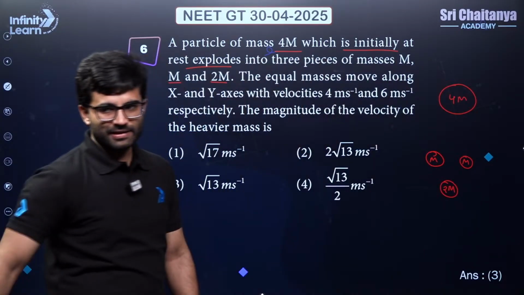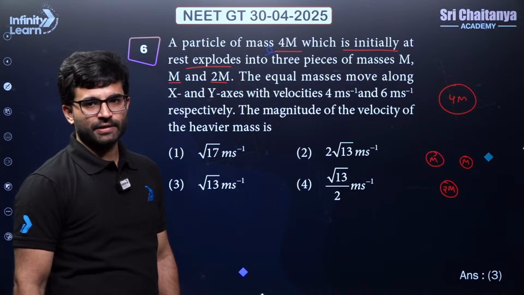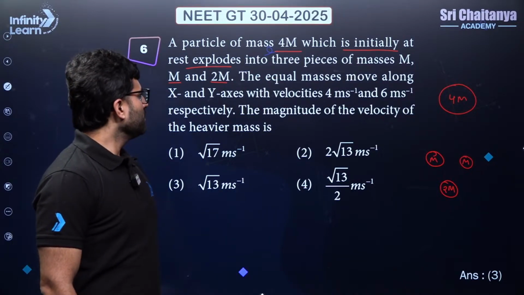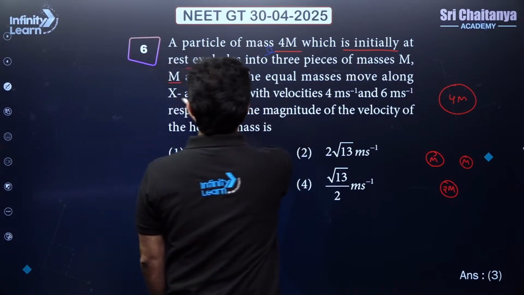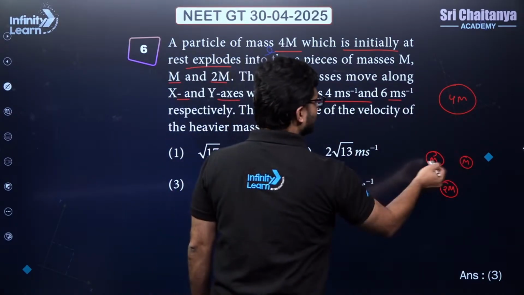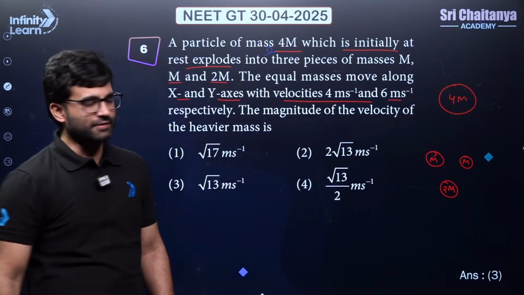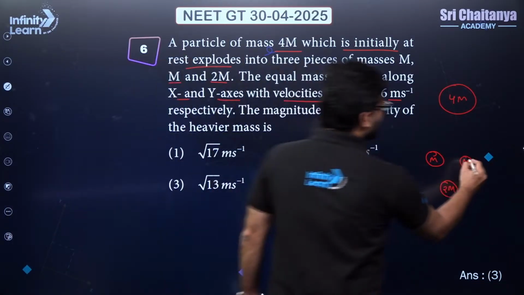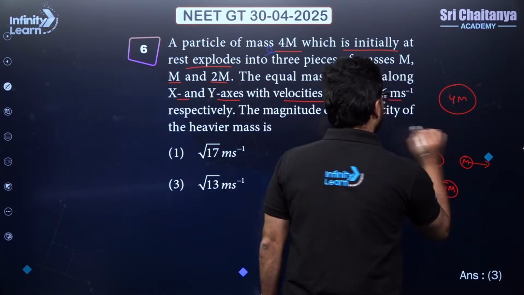This is what the 3 masses are, m, m, and 2m, correct? Now the equal masses move along the x and y axis with velocities 4 and 6. So these 2 masses, they are saying they are moving along the x and y axis, right? So let us try to move them. So this is moving here, this is moving here, right?